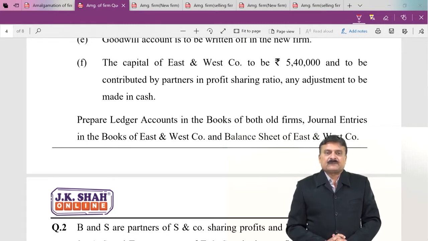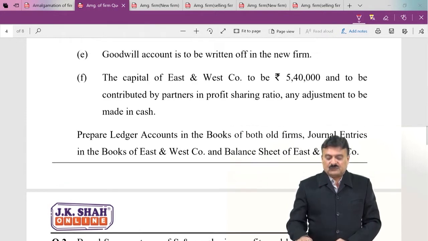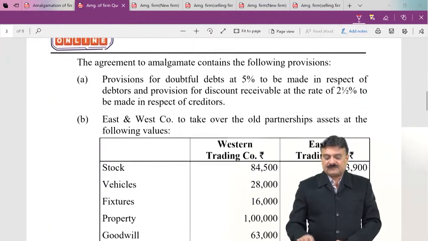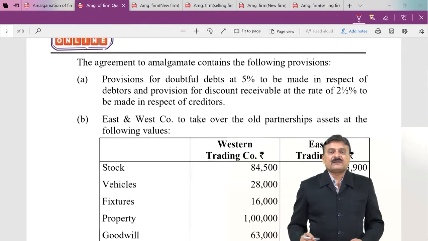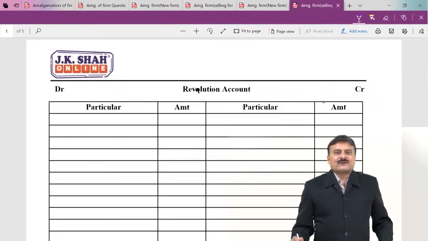A big sum, every part of amalgamation of firm is touched here. First, ledger account of two selling firms. Which were the two selling firms? First selling firm was Western Trading and then Eastern Trading. Let us start with the solution. We start with the solution.